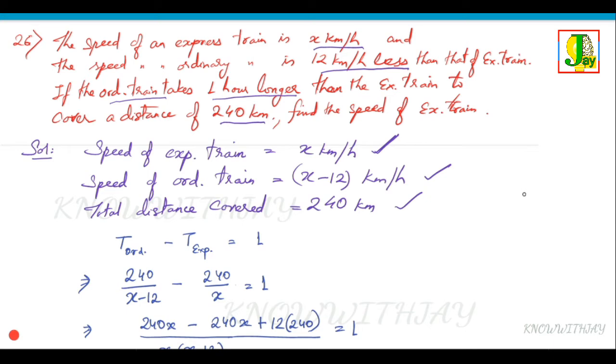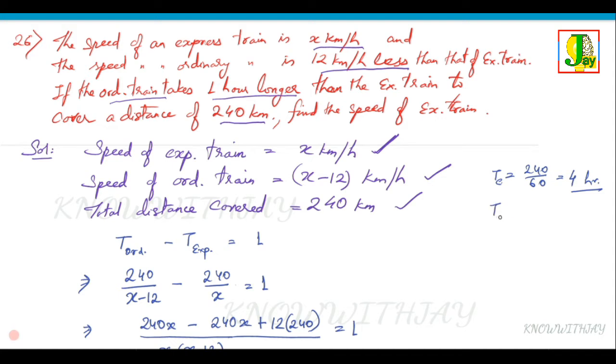If you want to verify whether your answer is correct or not, you're just going to check the timings of the express train and the ordinary train. So speed is 60 km per hour for the express train, and time taken will be 240 by 60. This is the express train timing, and that's 4 hours. This is the time taken by the express train.